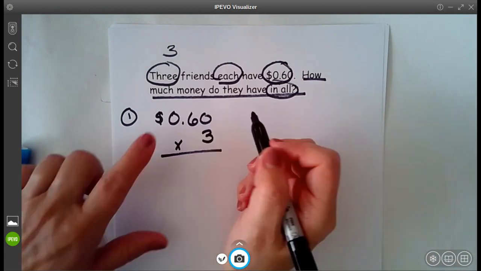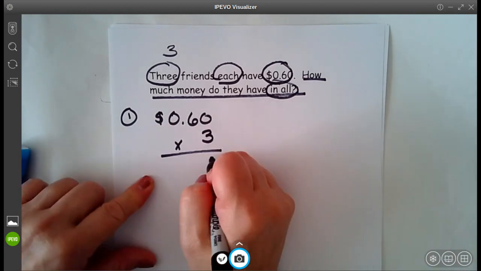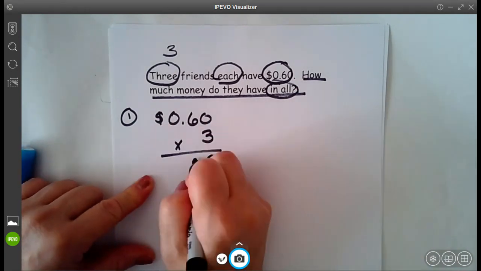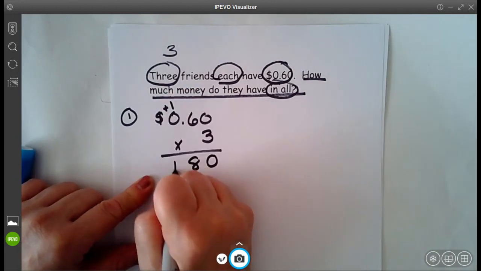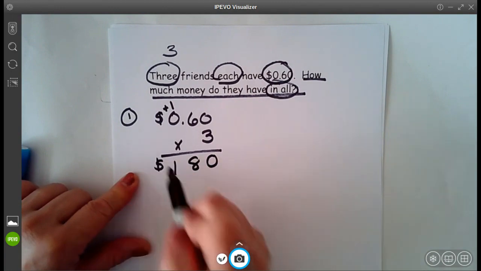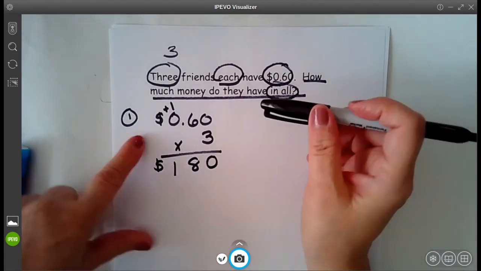We're not going to do anything with the decimal point quite yet. We'll save that till the end. 0, 18 plus 1, 0 plus 1 is 1. All right. Sorry, my dollar sign.